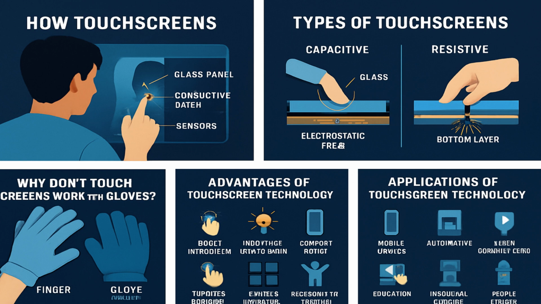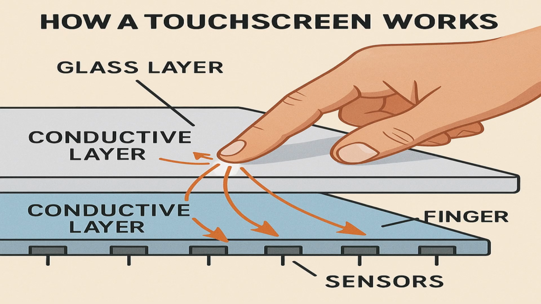What is a touchscreen? A touchscreen is a visual interactive display that responds to touch input from a finger or stylus. Instead of using a keyboard or mouse, users can interact directly with what's displayed on the screen. This creates a more natural, intuitive, and faster experience. How does a touchscreen work?